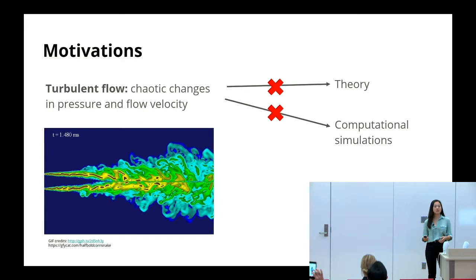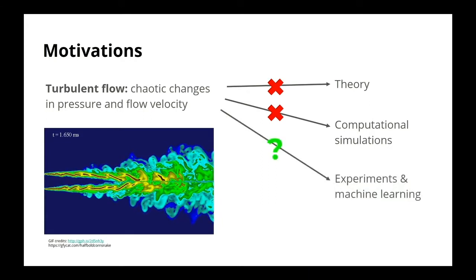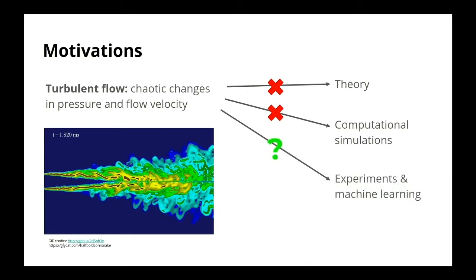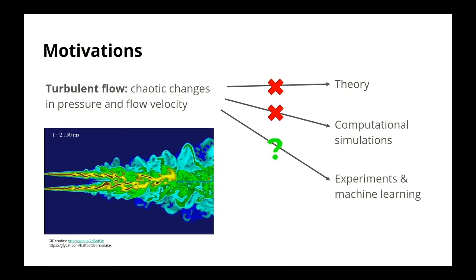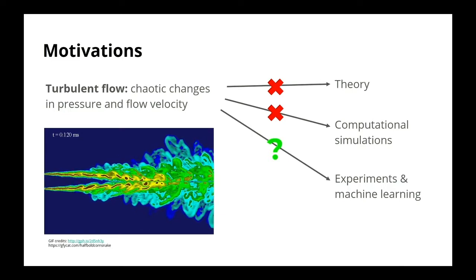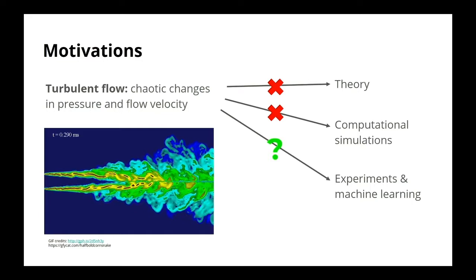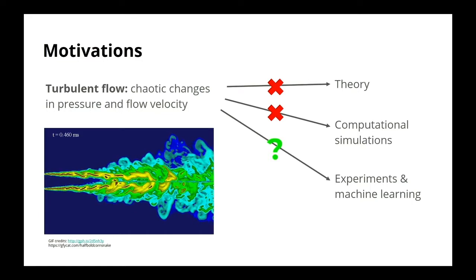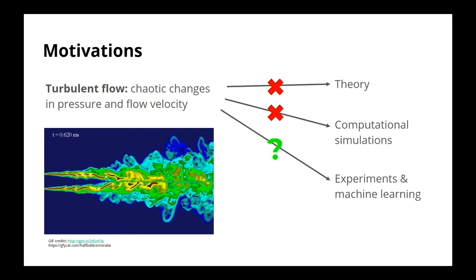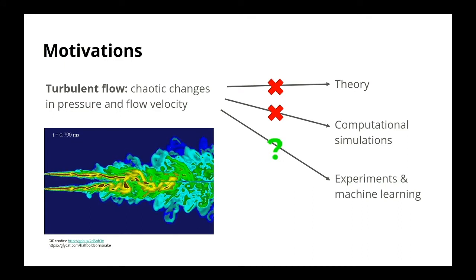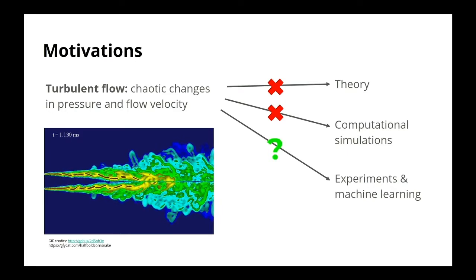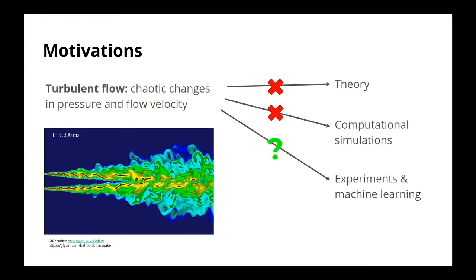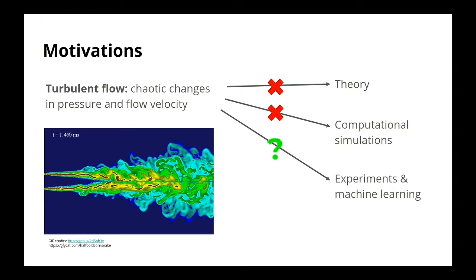And so researchers have recently turned to experiments and machine learning, specifically getting experimental data and doing machine learning on it to better understand turbulence. Turbulent flows are ubiquitous in the fundamental processes of nature, like in the atmosphere and in the oceans, which all significantly influence the weather. So if we can predict turbulence better, we might be able to predict the weather better.